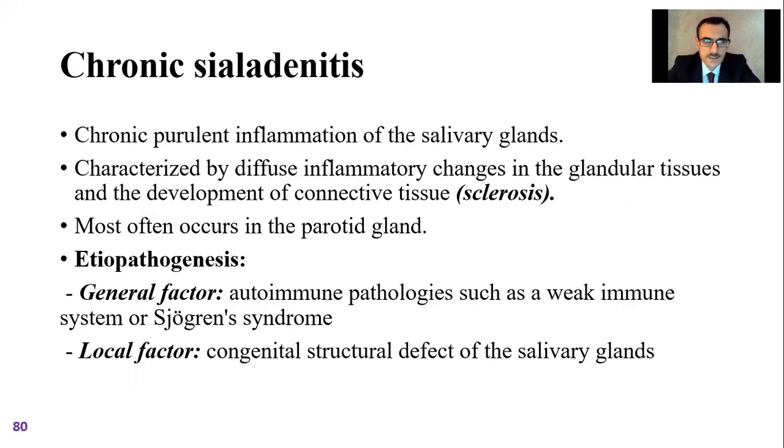Chronic sialadenitis is the purulent inflammation of the salivary glands, characterized by diffuse inflammatory change in the glandular tissue and the development of connective tissue, development of sclerosis. It most often occurs in the parotid glands. Etiopathogenesis includes general and local factors. General factors are autoimmune pathologies, such as a weak immune system or Sjogren's syndrome, and local factors are a congenital structural defect of the salivary glands.